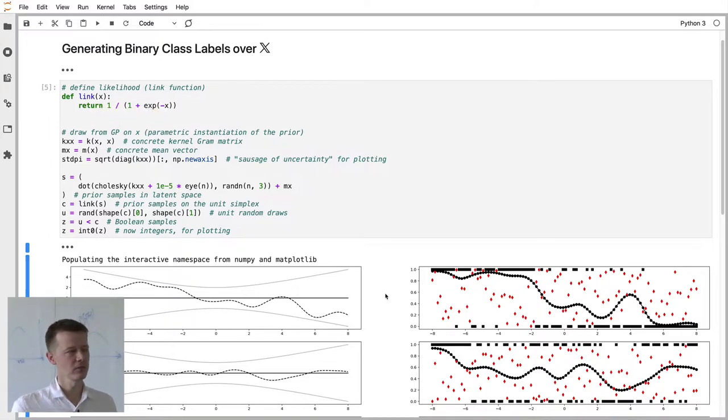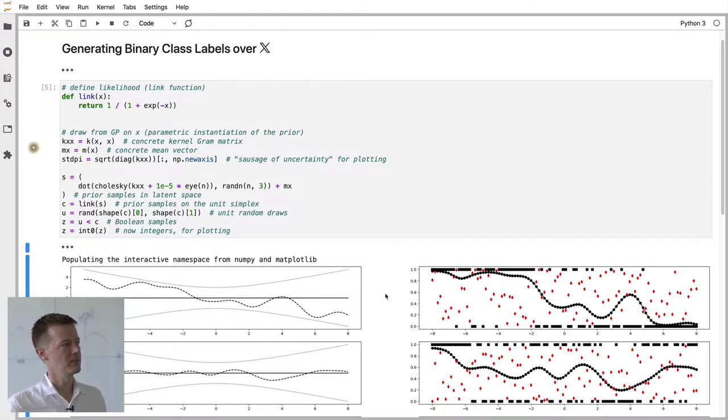Now we can use that, together with a Gaussian process prior, to construct a prior distribution on probabilities rather than real valued functions, and then use those probabilities to create a data set by drawing from these probabilities. So let's do that. Here I'm using my Gaussian process prior to define function values on the latent space. So those are our Gaussian process function values.